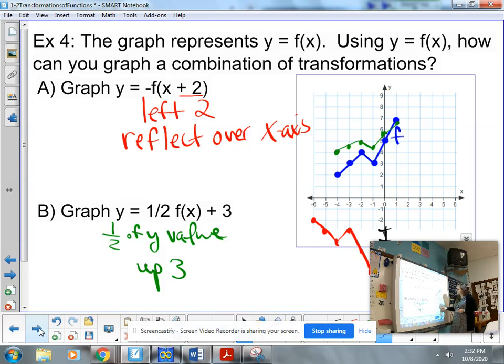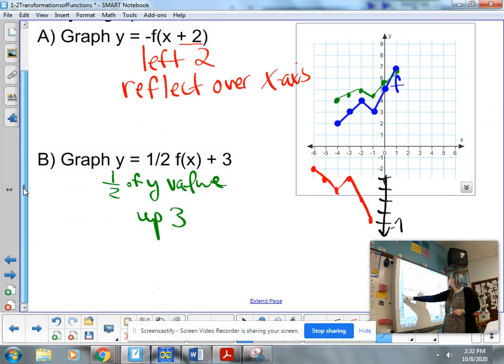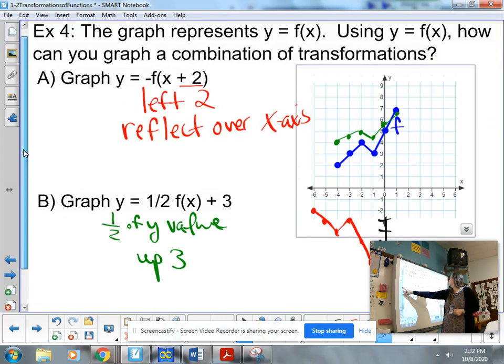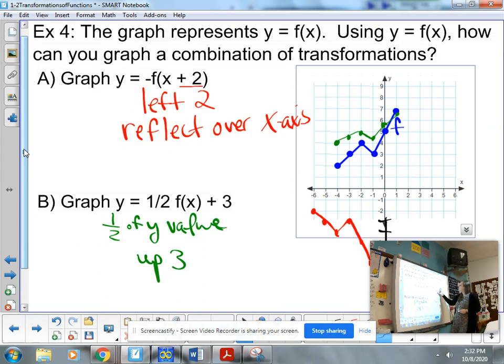So to get this red function, and again, the bottom of it does go down through where the video is here. I don't know if you can see, if we scroll, I had to expand that a little bit. We would take this blue graph, I would move everything to the left 2, and then I would flip it down so that it's on the other side of the x-axis. For part B, that's the green function here. Again, I'm starting with the blue function. It says half of f of x plus 3.